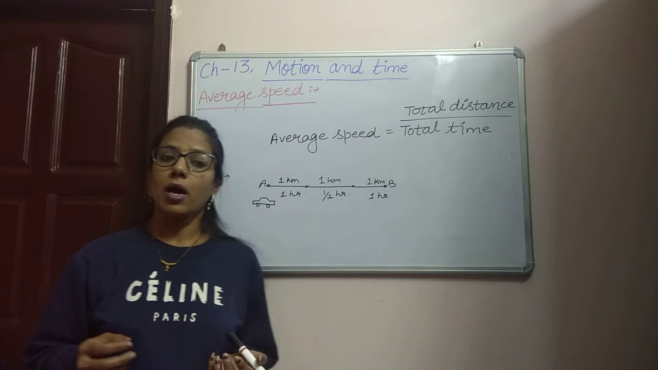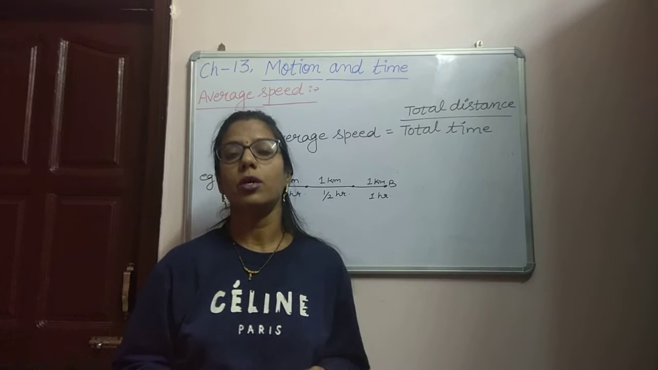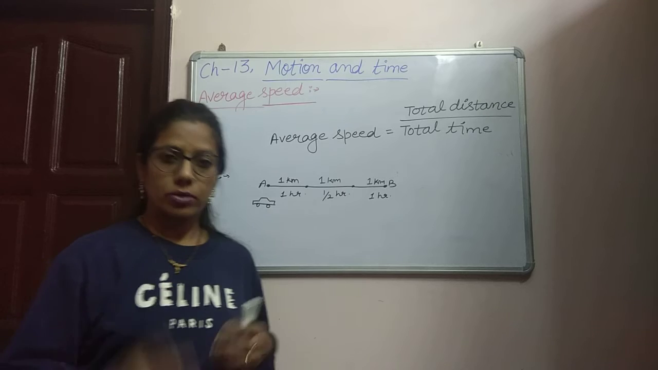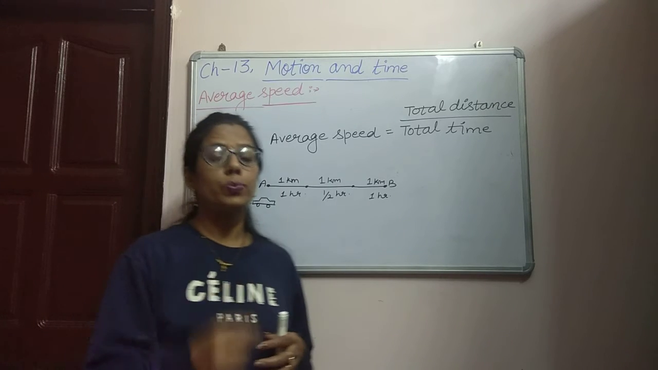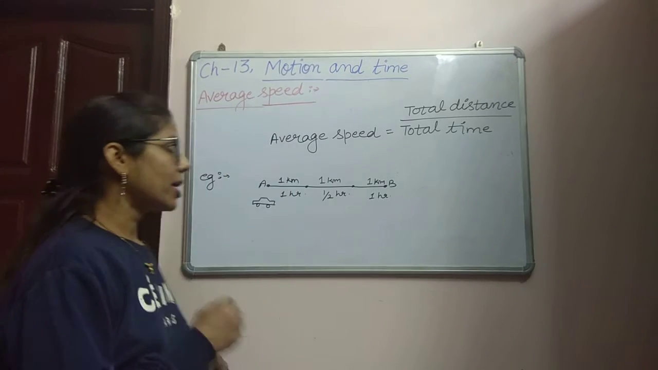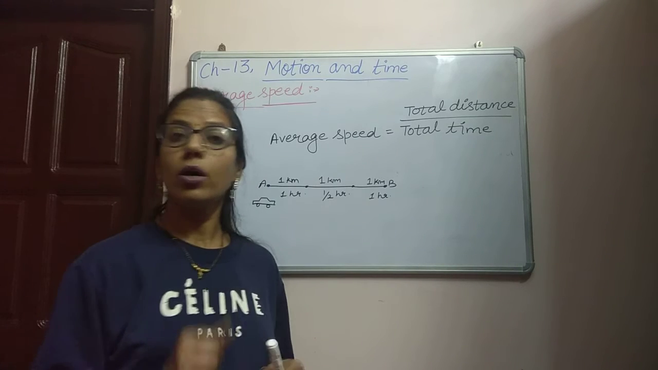But if an object is showing non-uniform motion, we can't talk about the actual speed of the object. It means what is the speed of this object. So in the case of non-uniform motion, we have to calculate the average speed of the object.